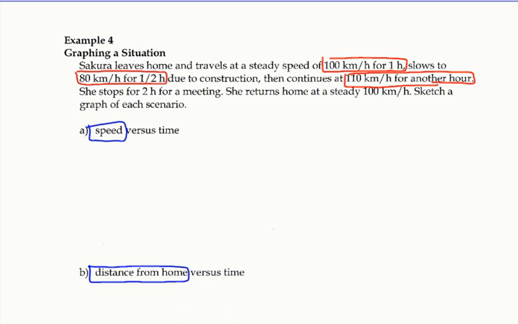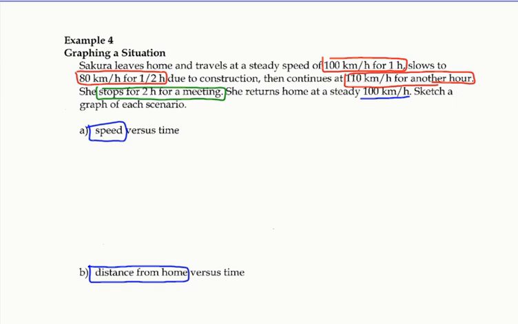Then she stops for a 2-hour meeting. And then last, what does she do? Returns home at a steady 100 kilometers per hour. What did they not provide us in the last part there? The time for how long. So we're going to have to figure that out.